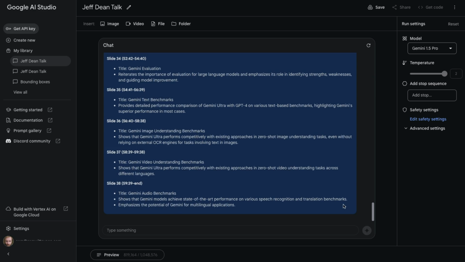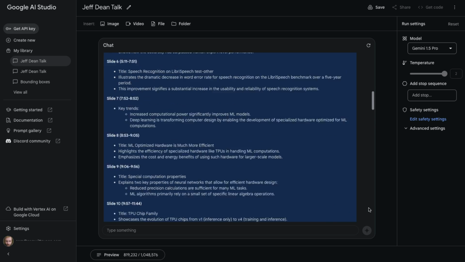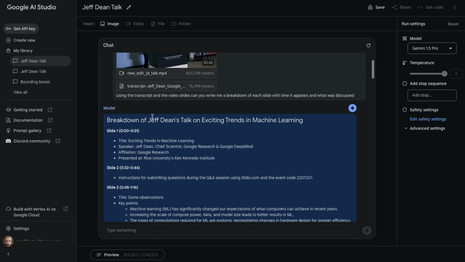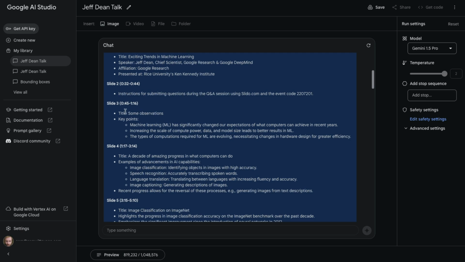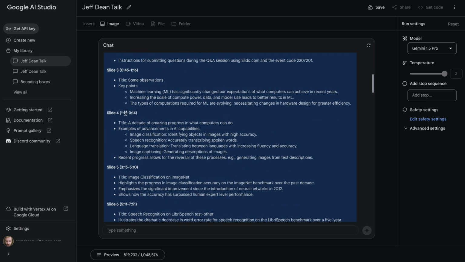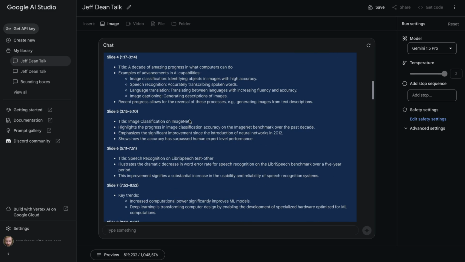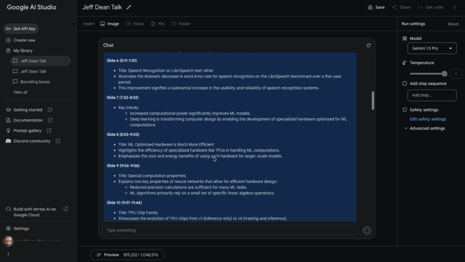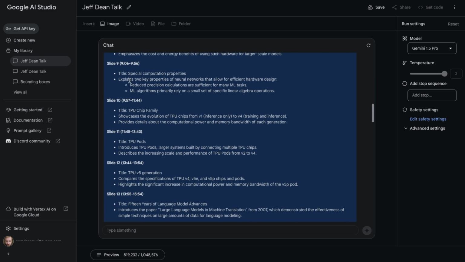All right, boom, at just under 3 minutes, it's generated a lot of text back here. So let's go through this and we can see. It's basically got slide 1, and some different observations as we go through. Then he was talking about a decade of amazing progress, ImageNet, speech recognition. I'm guessing somewhere down here. Okay, TPUs, I know that's in there, definitely.